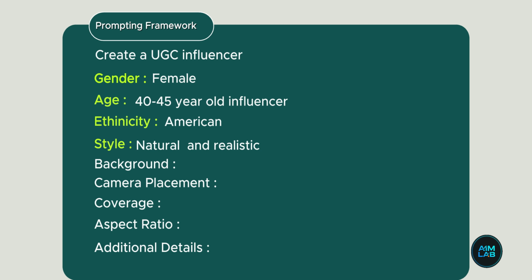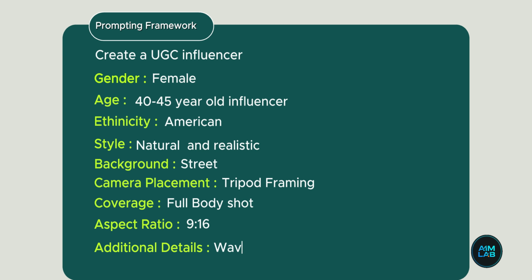Avoid cinematic lighting or studio photography because we want the final video to feel like it was recorded on a phone. Next, choose the background: a bedroom, a living room, an office, or even an outdoor location. Now, choose the camera angle: selfie style, eye level, or tripod framing. These usually give the most natural results. Next is coverage. It is how much of the influencer's body is shown in the image: facial close-up shot or full body shot. Also mention the aspect ratio as 9:16 because we'll be creating a vertical video. Finally, add any additional details like hairstyle, clothing, facial expression, accessories, or anything that helps the character feel more real.